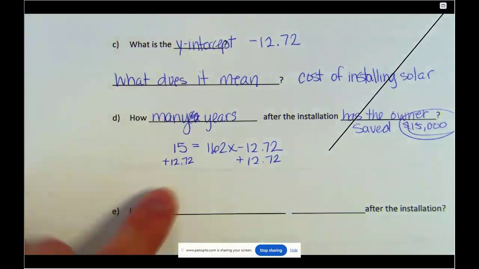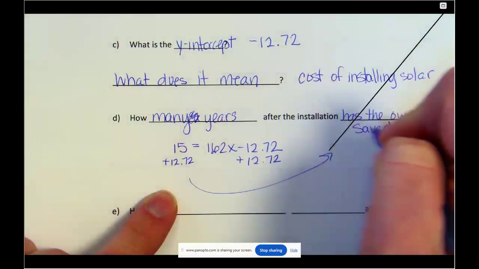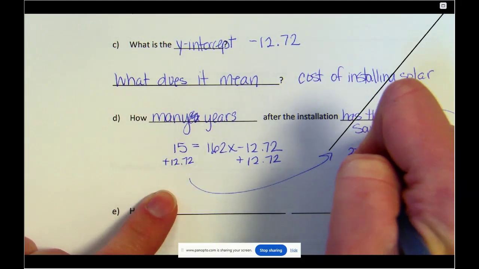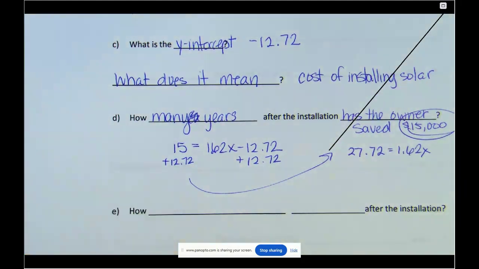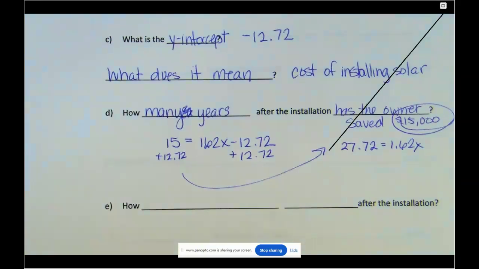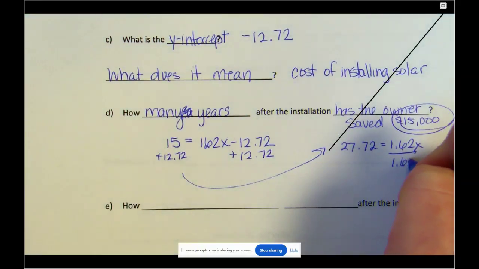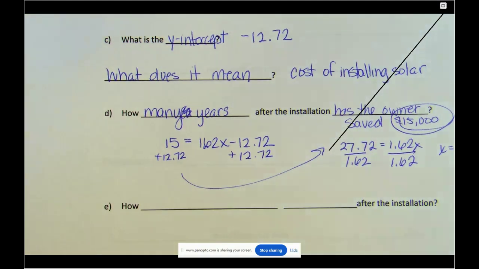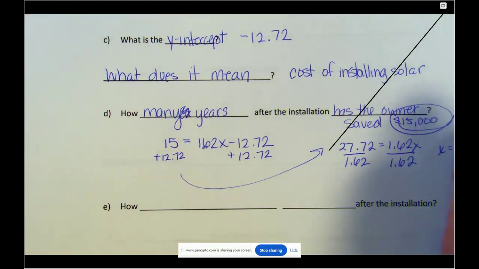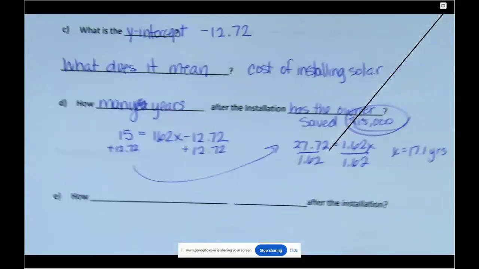Okay, when we add those, I'm going to run out of room, so I'm moving it over here. 27.72 equals 1.62x. What are we going to do with that? Divide by 1.62. Okay, what do we get? 17.11. Yeah, so 17.1 years.